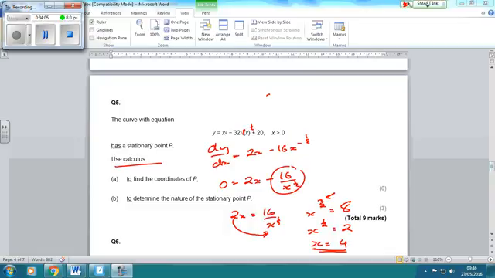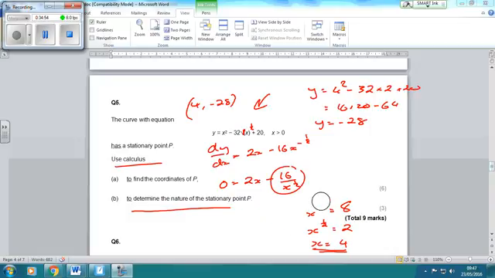Then we substitute it back into this to find the y coordinate. So y equals 4 squared minus 32 times the square root of 4, which is 2, plus 20. So it's going to be 16 plus 20 minus 64. 36 take away 64. How lazy, my maths teacher, I'm doing it on my calculator. y equals minus 28. So the stationary point is going to be 4 and minus 28. What we've got to do is determine the nature. So we've got to find out whether it's a maximum, a minimum, or a point of inflection.